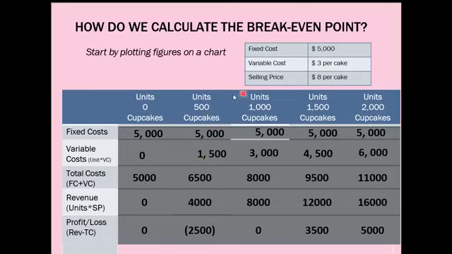When the production was increased to 1,000 units, our variable cost also increased to 3,000. When the production was increased to 1,500 units, variable cost also increased to 4,500. How? 1,500 units multiplied by $3. And lastly, when the production was increased to 2,000 units, the variable cost increased to $6,000. So which means if the production has reduced after 2,000, the variable cost will also reduce.